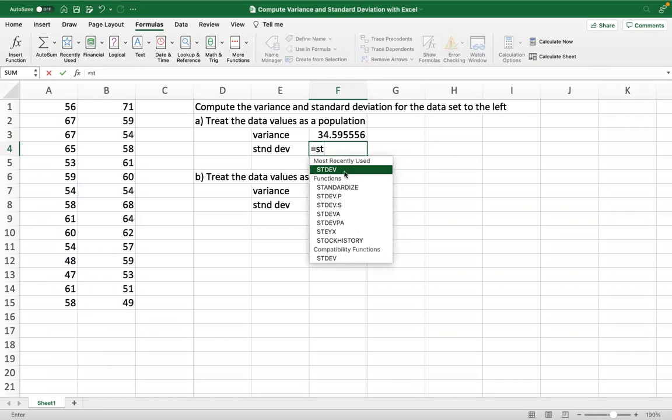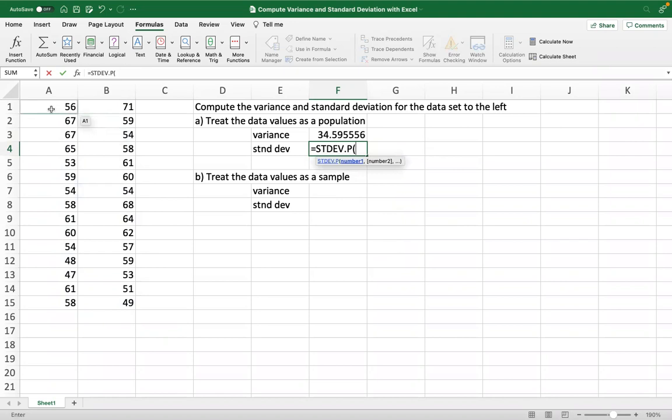Standard deviation, same idea. So you see STDEV. Well, we want the population. So I want STDEV.P, because that is standard deviation for the population. Again, I need the entire data set. So I click on A1, drag to be the entire data set, close my parentheses, and hit enter.